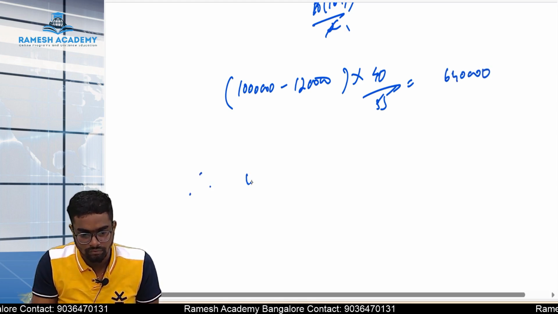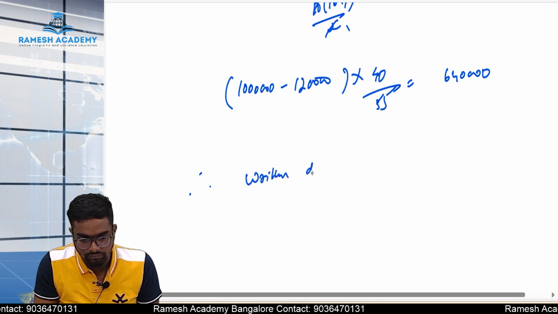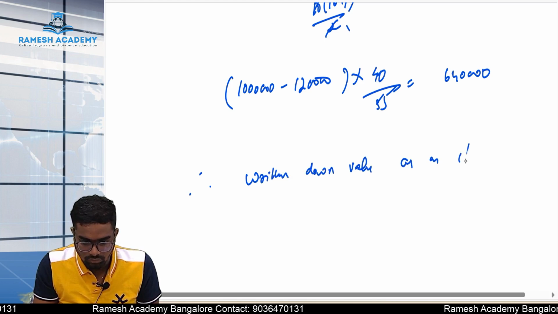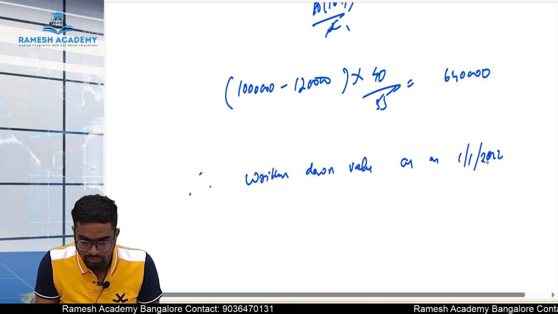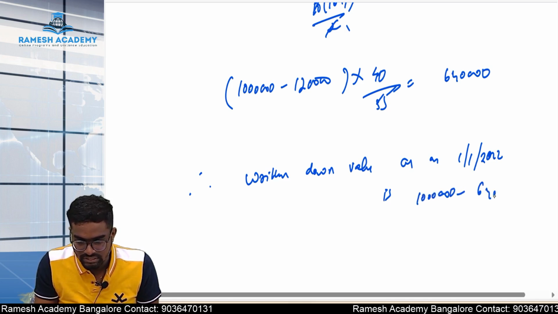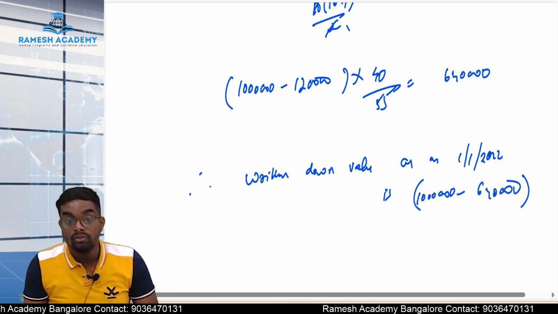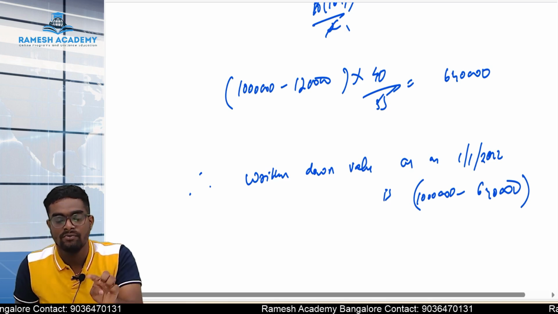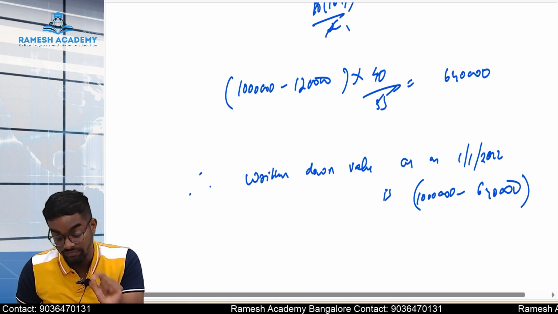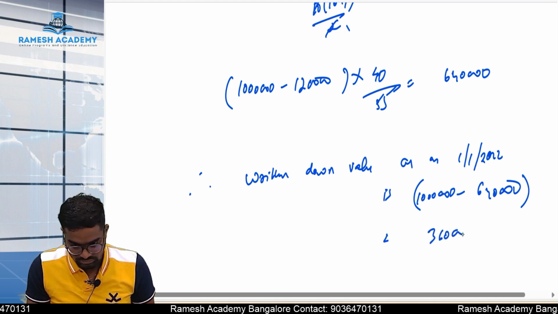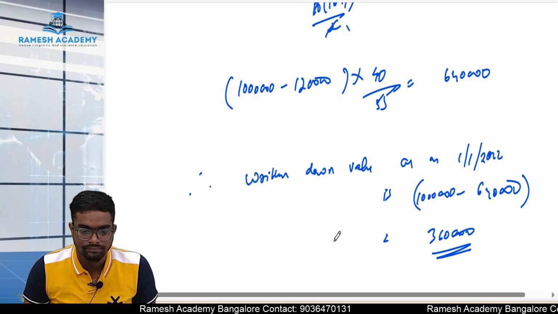So therefore, written down value as on 1/1/22 is 10 lakh minus 6 lakh 40. So here, don't reduce that 6 lakh 40 from 8 lakh 80. 8 lakh 80 is the depreciable amount, not the cost of the asset. Cost of the asset is 10 lakh only. So here it will be 3 lakh 60,000. Okay.